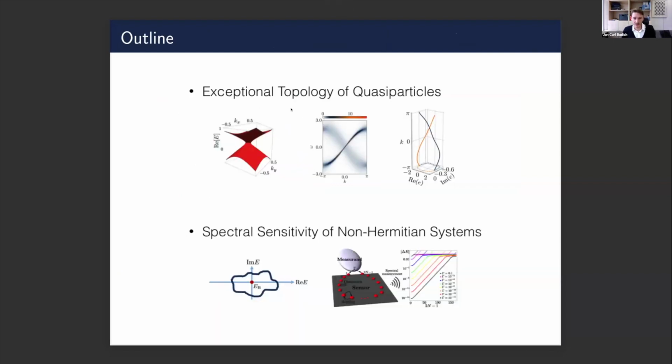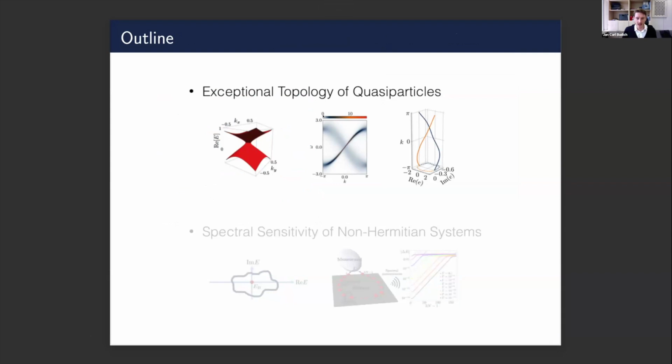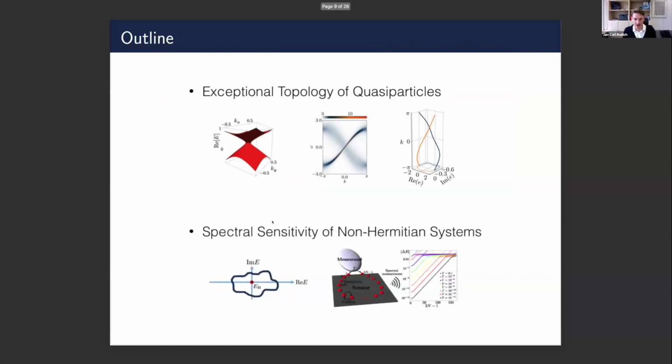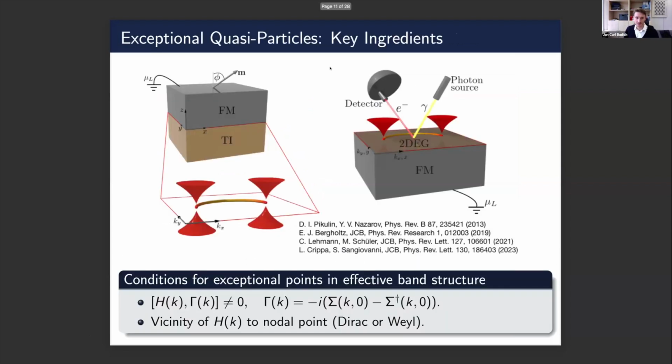All right, so with this, let me go into the first part, exceptional topology of quasi-particles, and then to the extent that time allows, we will later look into spectral sensitivity of non-Hermitian systems as well. All right, so what's new about quasi-particles if we consider a matrix structure of this self-energy?